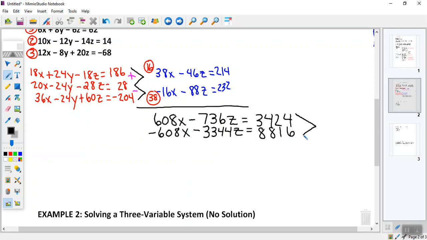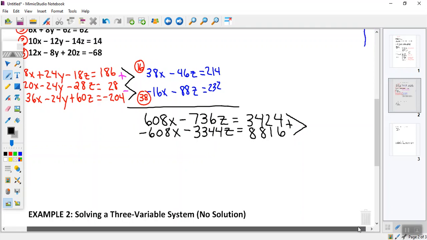Okay? Am I going to add or subtract those, guys? Because the signs are the opposite. Okay, help me out, kids. These are going to go away. So negative 736z plus negative 3,344z, negative 4,080z, right? Oh boy, I'm running out of room.